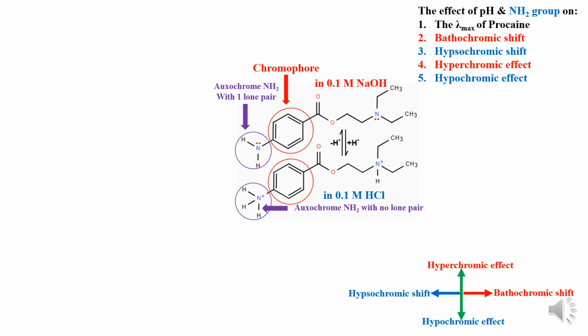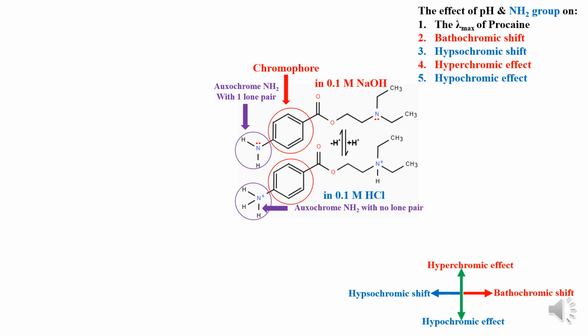Now under basic conditions, what are the structural changes you observe? Now under basic conditions, there are no structural changes. The primary amino group remains intact with one lone pair of electron on the nitrogen atom, and in the side chain, the tertiary nitrogen atom remains intact with one lone pair of electron.